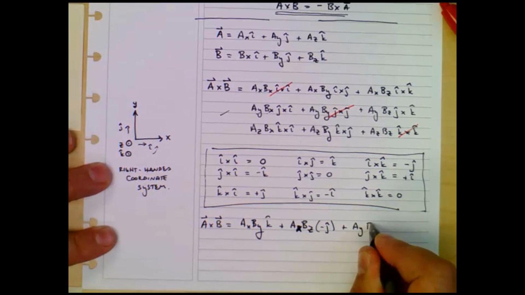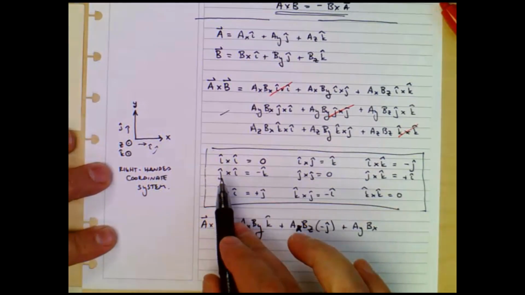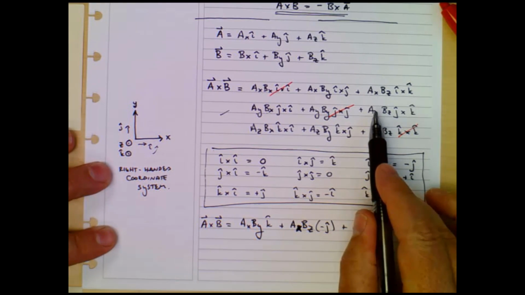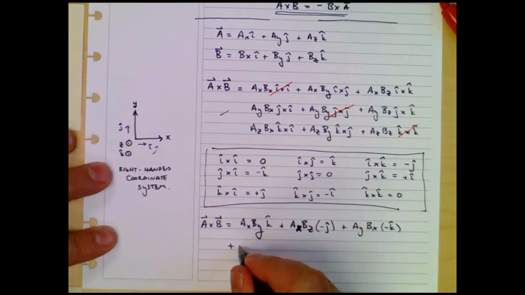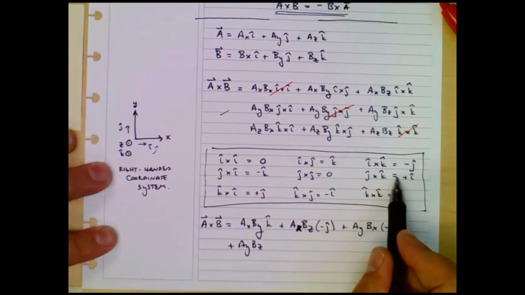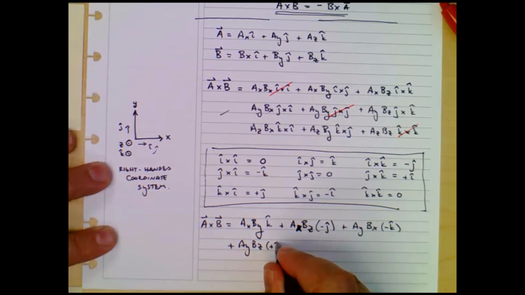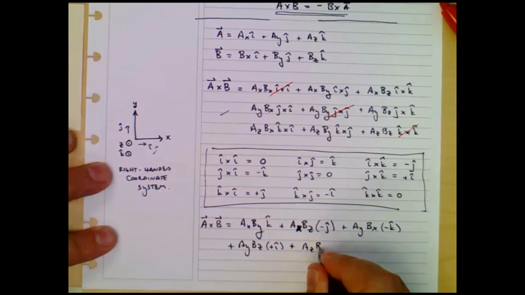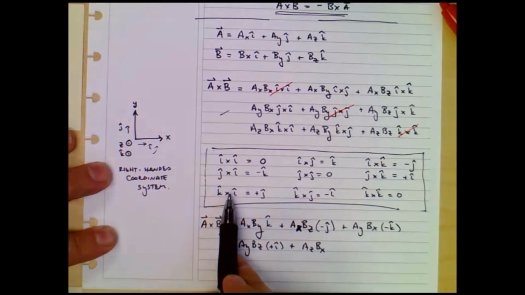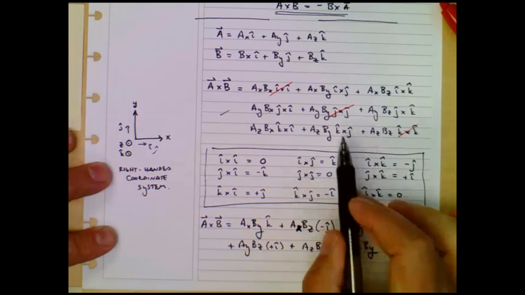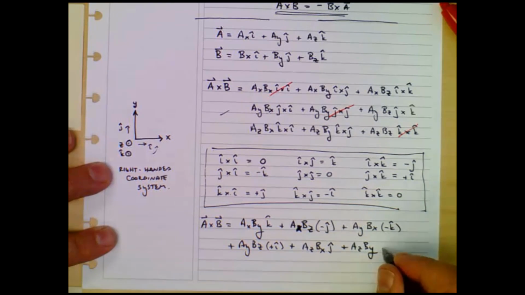AYBX, J cross I gives me minus K hat. AYBZ, J cross K gives me I hat. Then AZBX, K cross I gives me J hat. And finally, AZBY, K cross J gives me minus I hat.